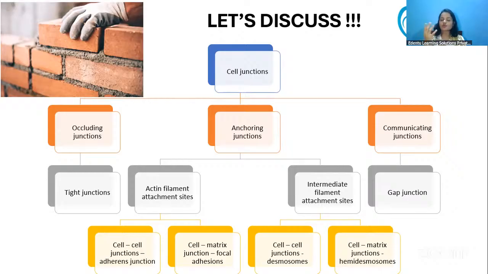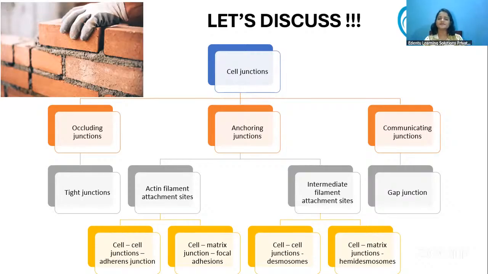We have occluding junctions. Occluding junctions are the tight junctions, also called the zonula occludens. No substance can go between the cells if the tight junction is present. It is actually extremely tight. So they are the occluding junctions.